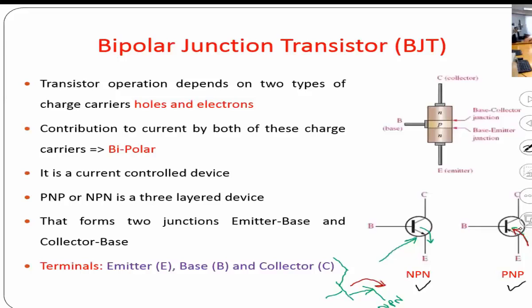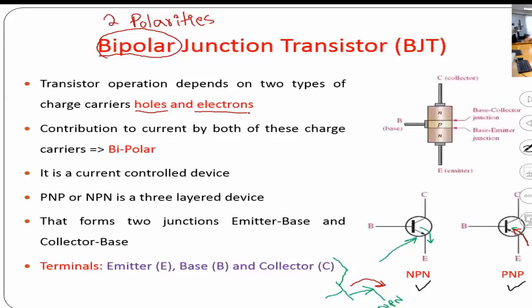So now, why is this transistor called bipolar? Bi means two, polar means polarities. So the current in the transistor is because of both holes and electrons. The current within the transistor is because of both electrons and holes. That's why the name bipolar.